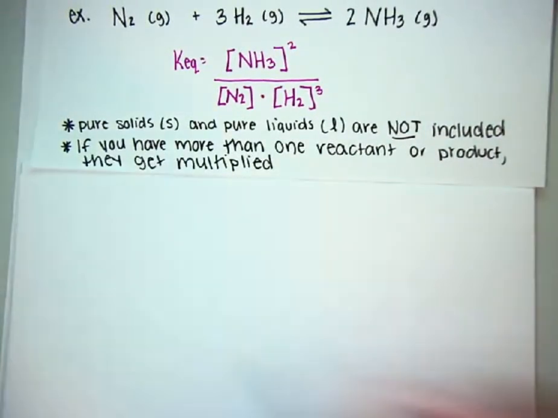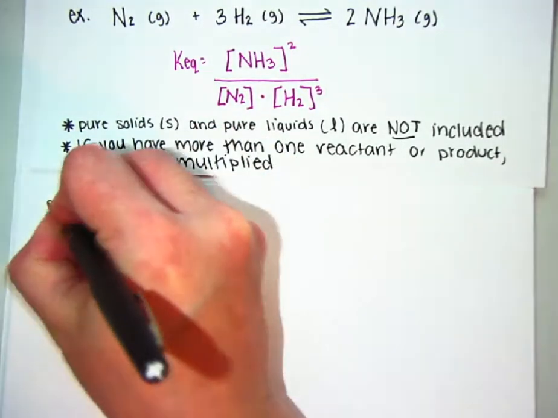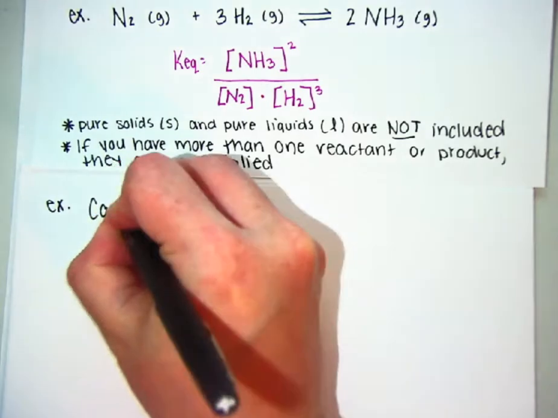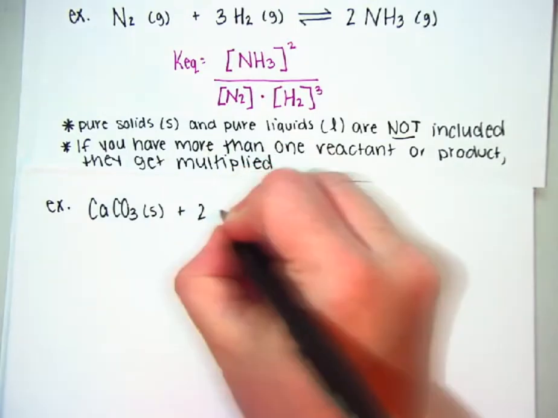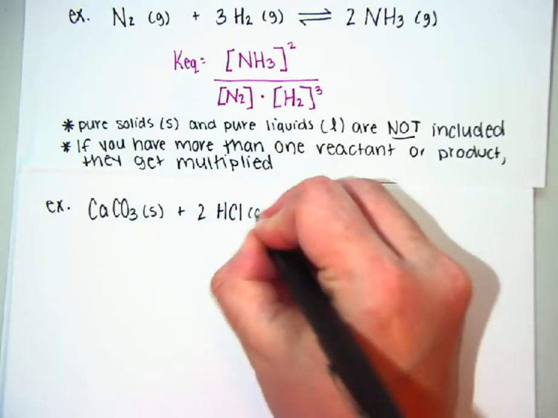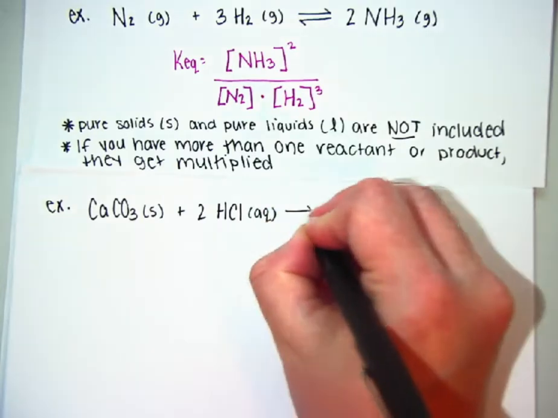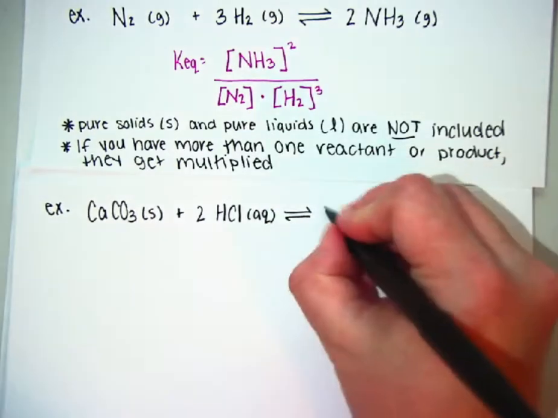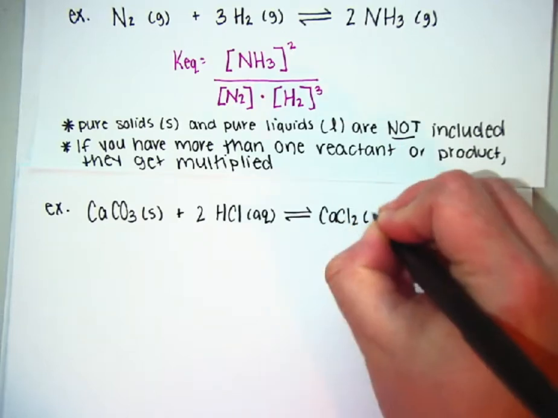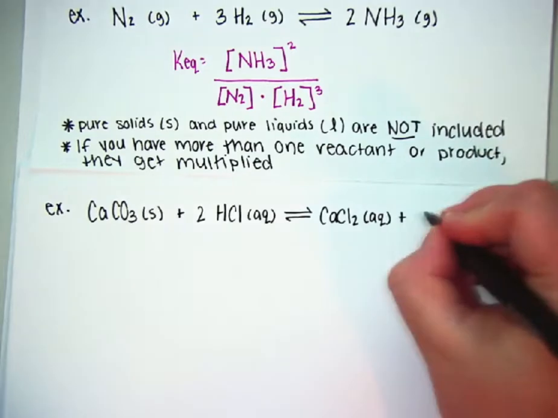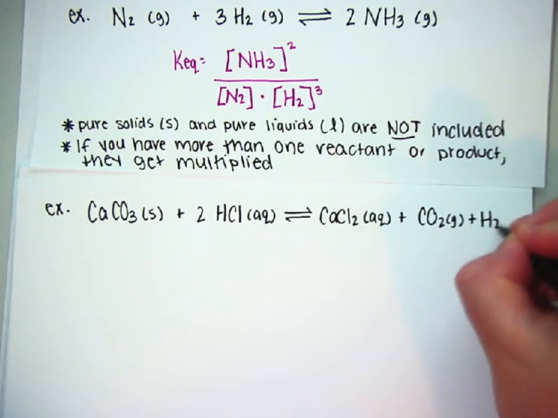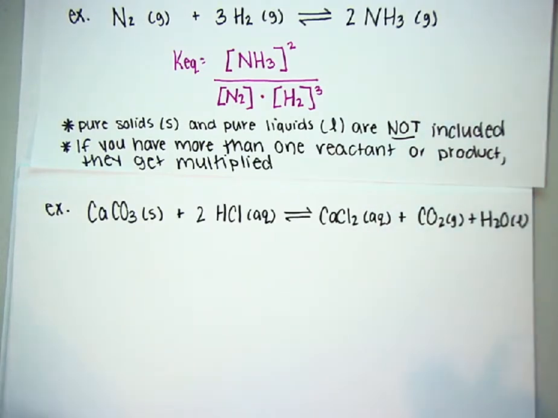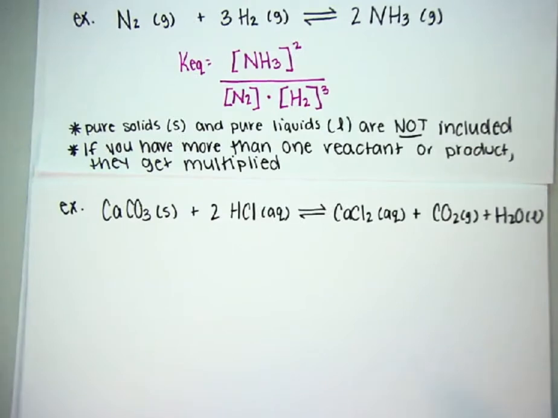So try one on your own. Say we had calcium carbonate plus 2 moles of hydrochloric acid, reversible reaction, producing calcium chloride, carbon dioxide, and water. Alright, so take a second, pause the video, see if you can write this equilibrium expression.